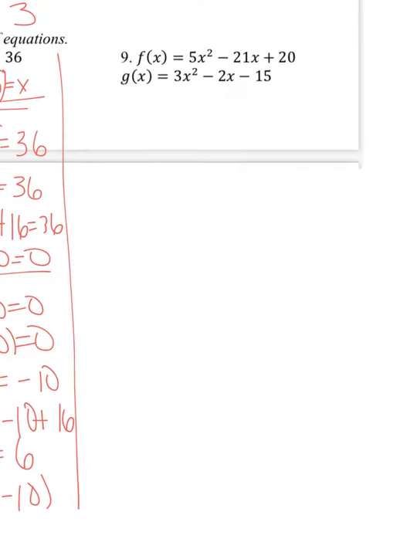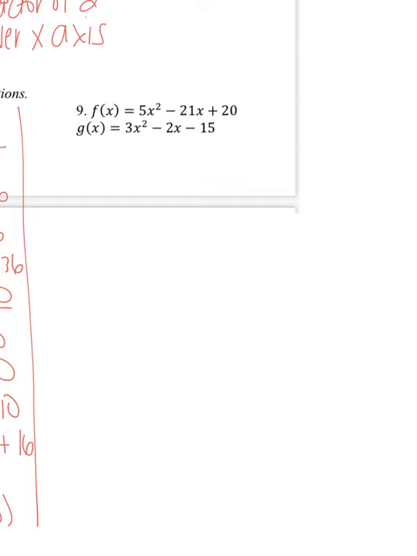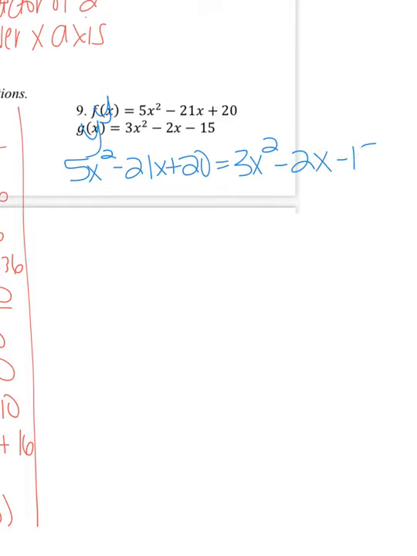Number 9, this is a quadratic system. So you could have 2 answers for this as well. For this one, these are both already y equals, so you can just set them equal to each other. 5x squared minus 21x plus 20 equals 3x squared minus 2x minus 15. I'm going to set it equal to 0, so I subtract everything over to bring it to the left side, so 2x squared. If I add the 2, it would be negative 19x. Add the 15 would be plus 35 equals 0.